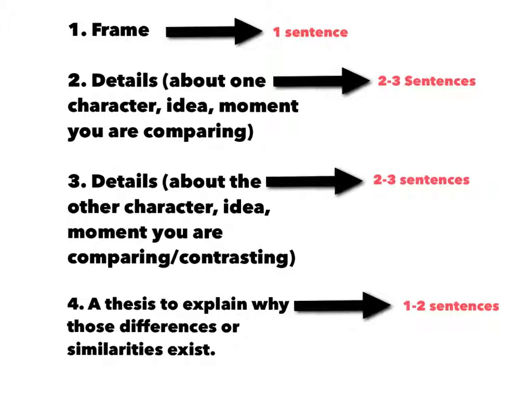Finally, step 4, the thesis. You need to explain not that these differences exist, but why they exist. Tell us why these characters are different, or why these ideas or these moments are so different. What caused them to be different? Not only that, but also remember, this should be interesting. How do Huckleberry Finn and Tom Sawyer's differences change their behavior throughout the text? How do their differences influence how they act? That is interesting. So again, a thesis gets at the why.